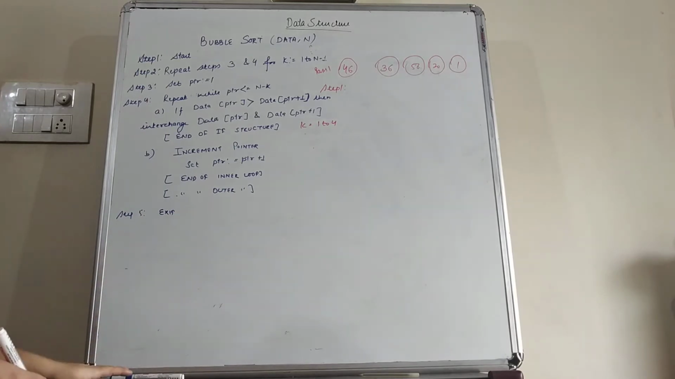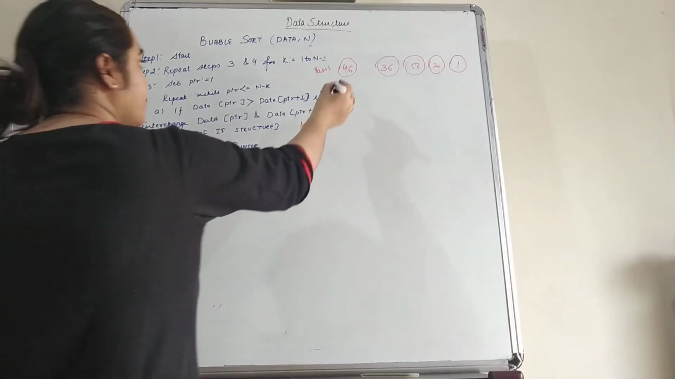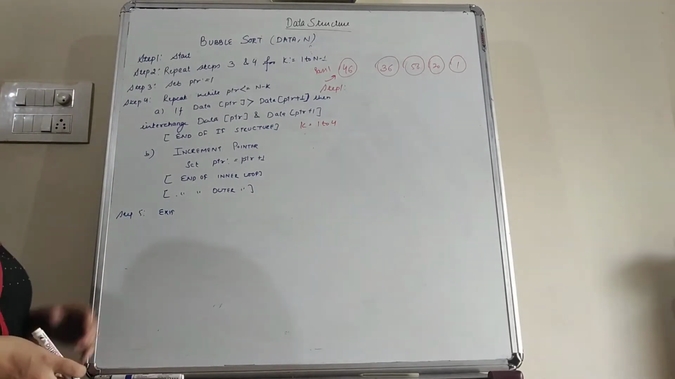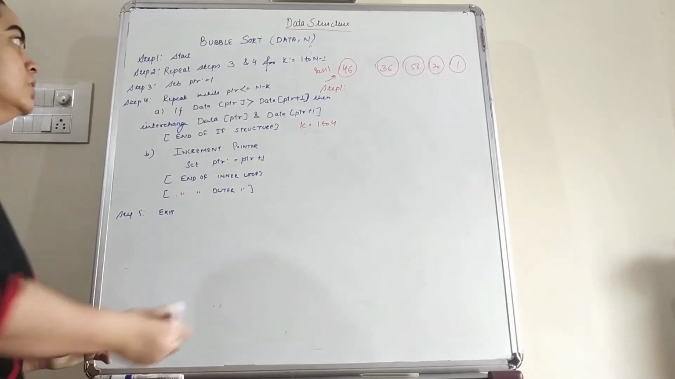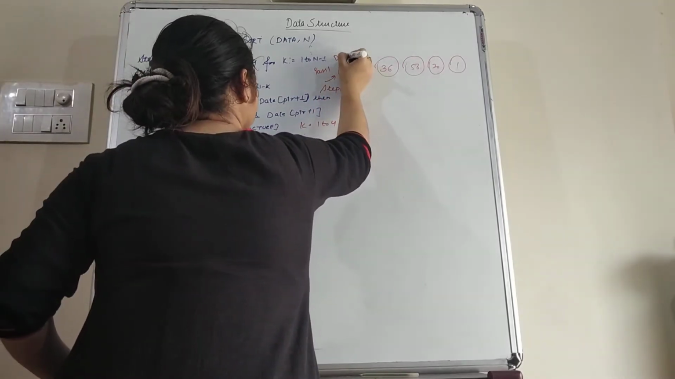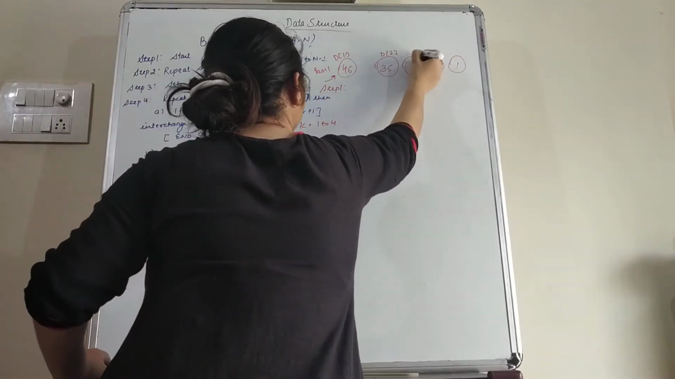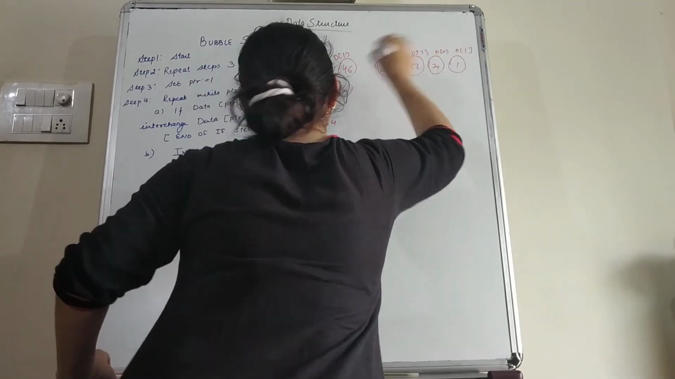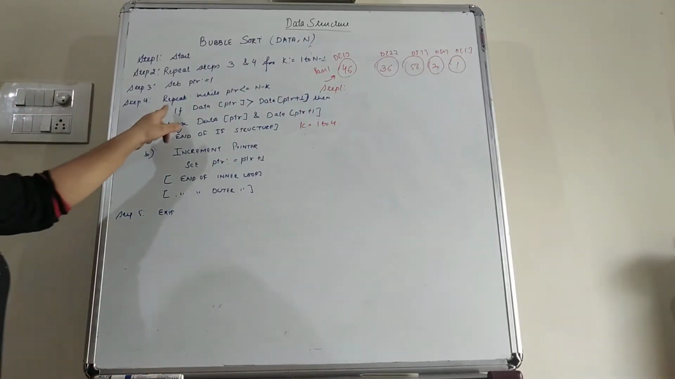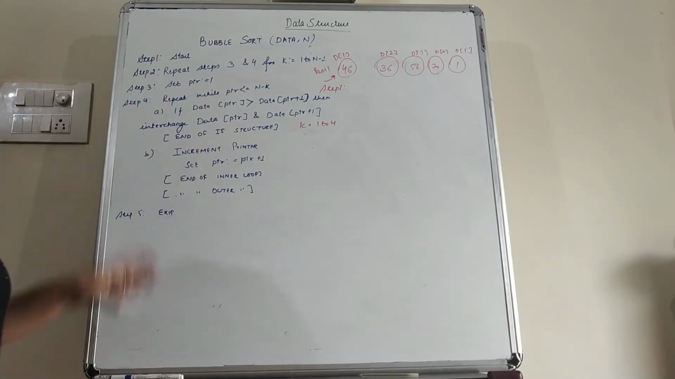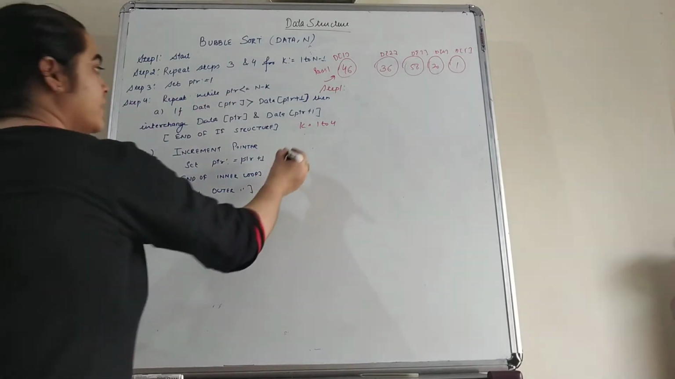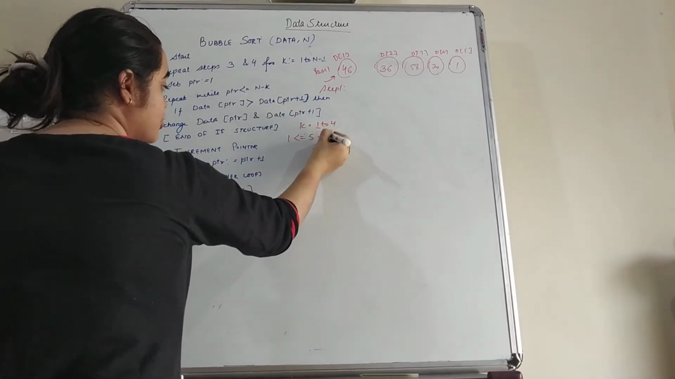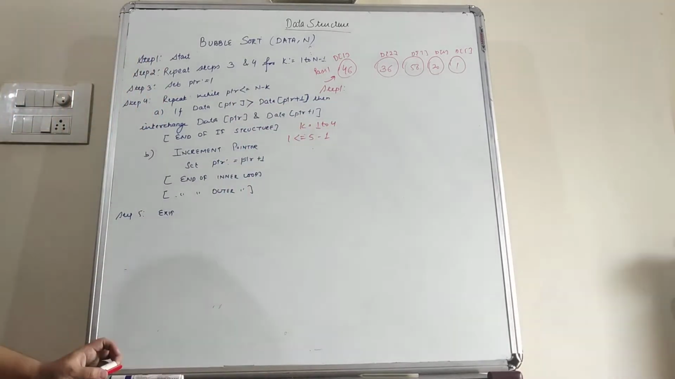Step number 3, set ptr is equal to 1. So initially pointer is 1. So pointer is 1 and the data element at that location is 46. So this is data of 1, this is data of 2, data of 3, data of 4 and data of 5. So this is how we can represent these data elements. Now repeat steps while ptr is less than equal to n minus 1. So ptr is 1, less than equal to n minus 1, k is initially 1. So 1 is less than equal to 4, true.